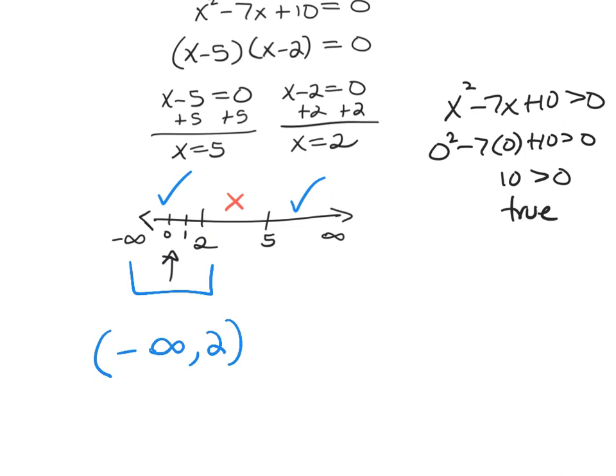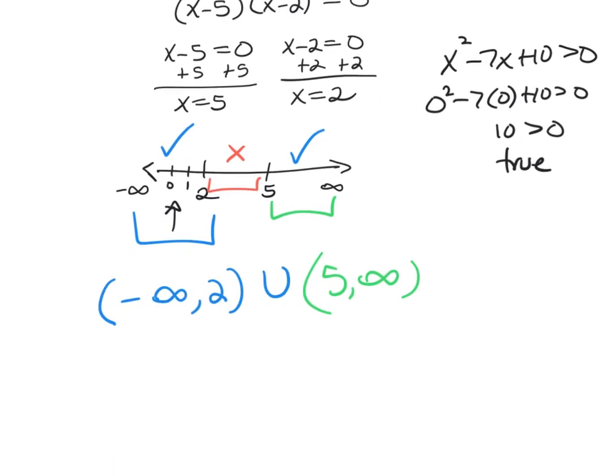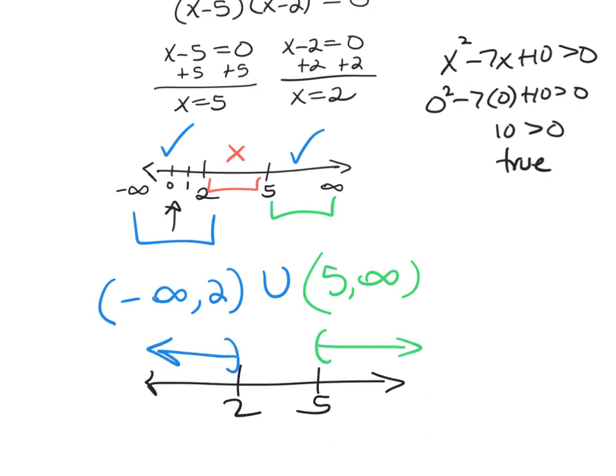Then this middle part, it's the X, so I don't include it. I'm now going to union that with this half. So then this becomes 5 to infinity, and they both get parentheses. Again, if you're going to check it with the textbook as far as the graph goes, 2 and 5, it would be a parenthesis going that way and a parenthesis going that way.